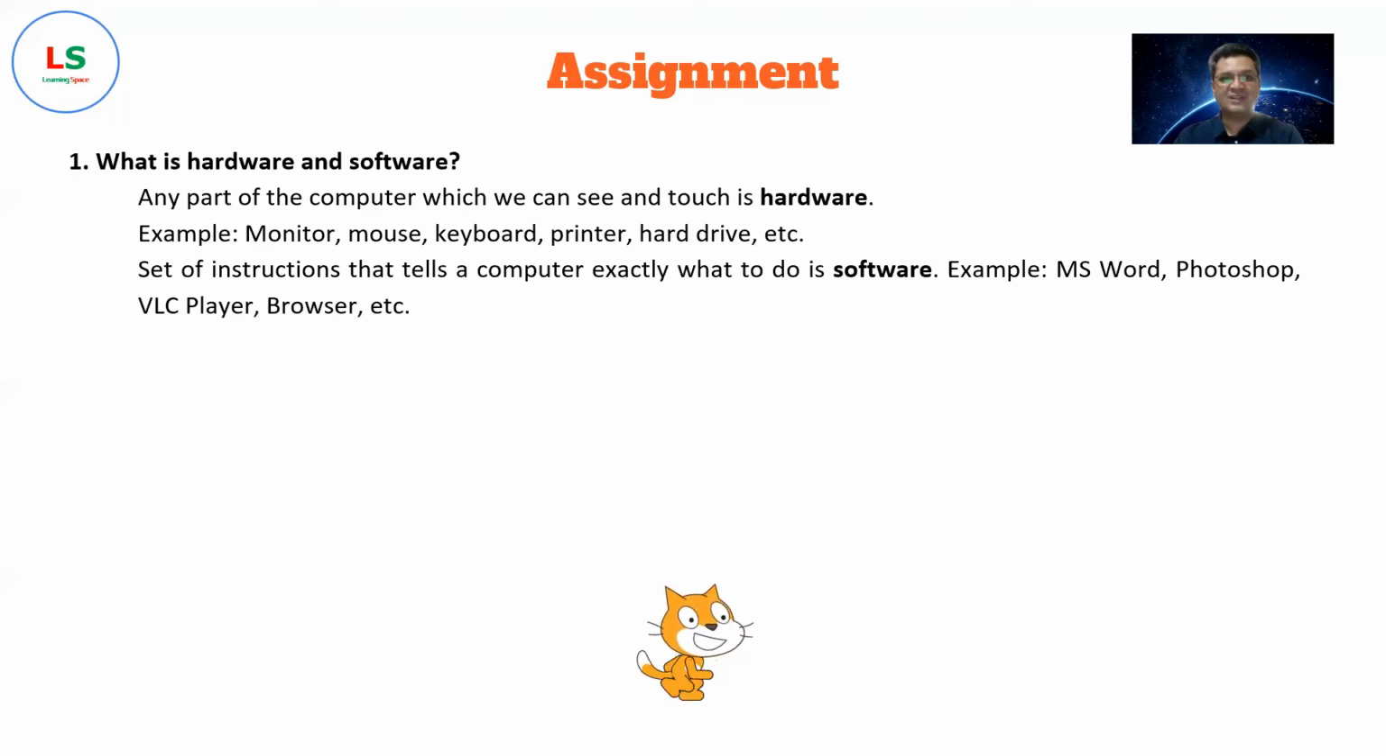So, what is hardware and software? Any part of the computer which we can see and touch is hardware. Example: monitor, mouse, keyboard, printer, hard drive, etc. A set of instructions that tell a computer exactly what to do is software. Example: Microsoft Word, Photoshop, VLC player, browser, which can be of numerous types, etc.